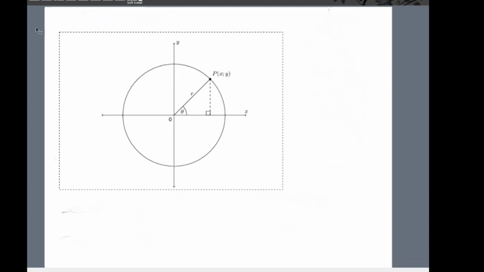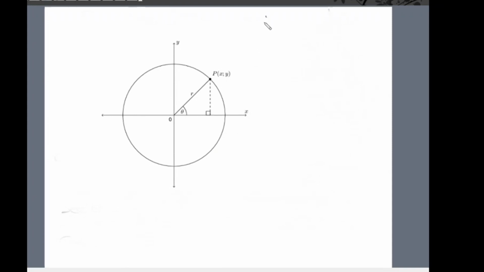Let me try to demonstrate this. We want to calculate when theta is equal to 0. What does this mean? It means this angle is 0. How can it be 0? We can only have a 0 angle if we bring this point down to the positive x-axis. That's when you'll have that angle 0. So that is r, right?